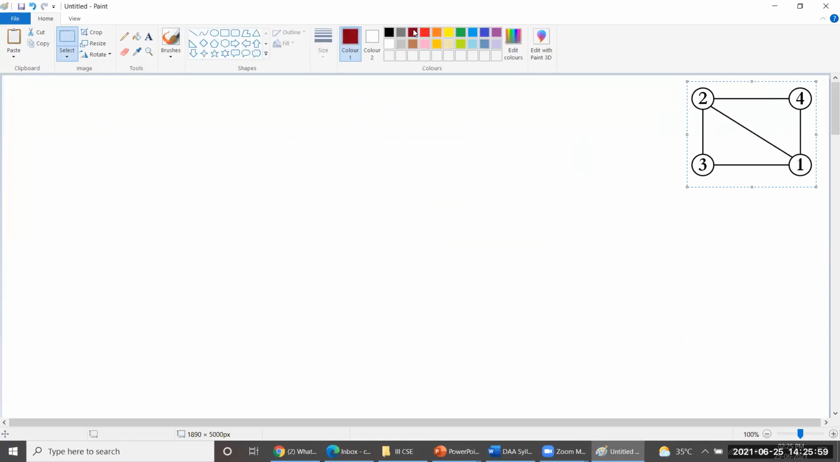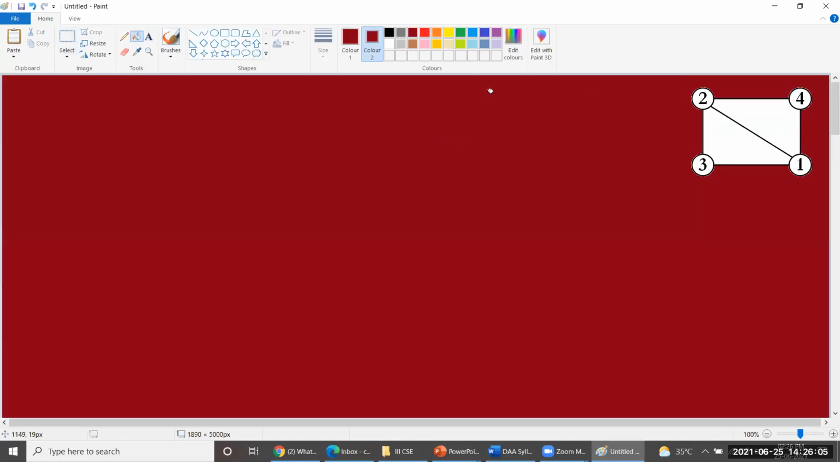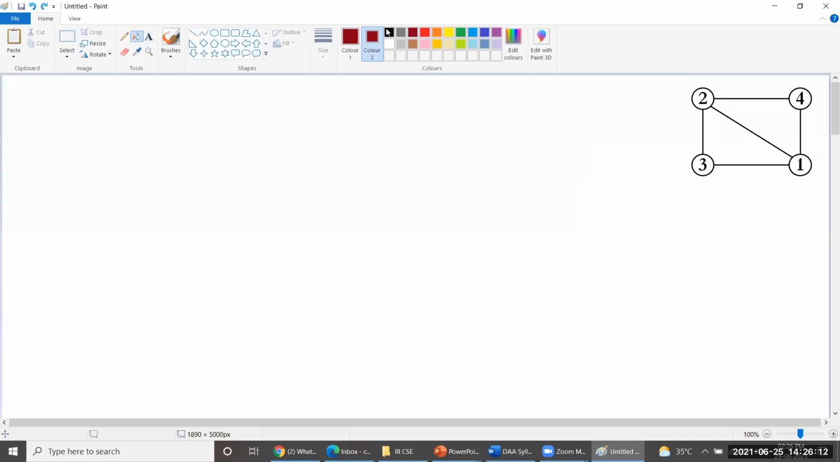Okay. That is our graph actually. Oh, it is not visible. So this could be better, I think. Yes, it could be better. Okay, let us draw in such a way.